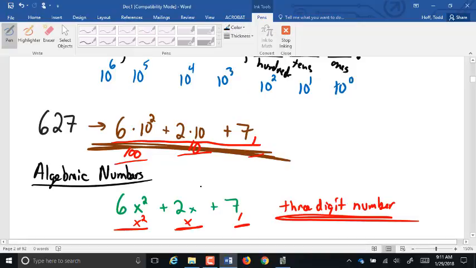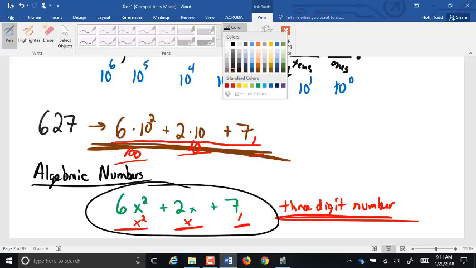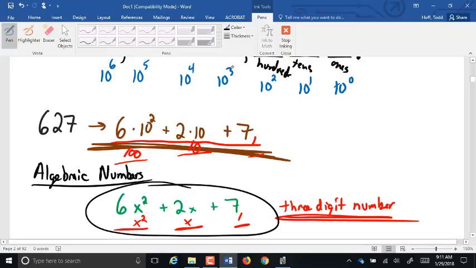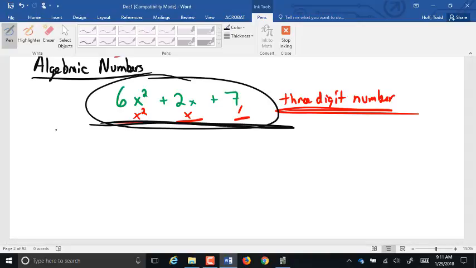So these algebraic numbers like this are going to behave exactly the same, or pretty close to exactly the same, I should say, as our whole numbers. A couple of differences we'll run into. One is, of course, these are always written out in expanded form because the x squared can't be implied by a position, because that only works for powers of 10s for the place value.